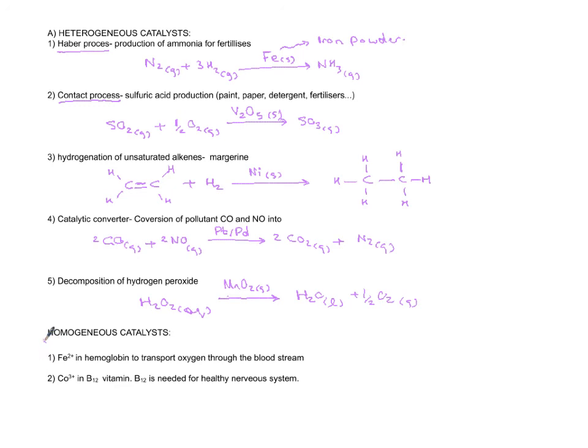These are homogeneous catalyst examples. One is Fe2+ in your hemoglobin, my hemoglobin, used to help transport of oxygen. They make a weak bonds with oxygen and they take it from here to there, different cells. The other one is cobalt 3+ in vitamin B12 complex. Now B12 is needed for nervous system, your red blood cells, so you should just remember these two.